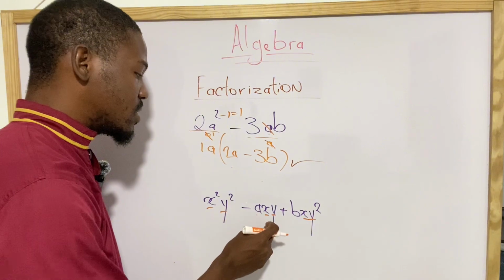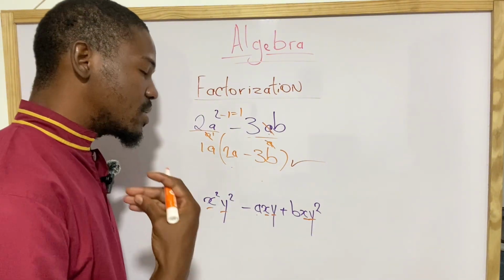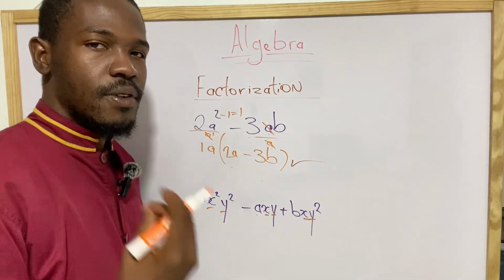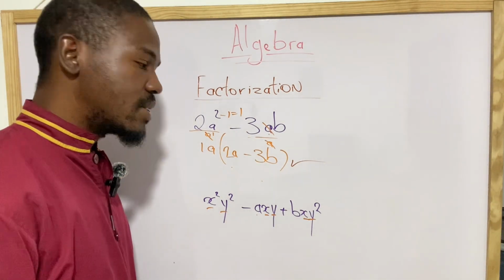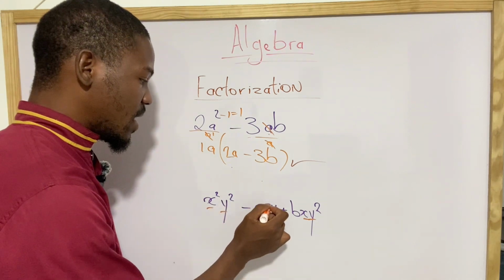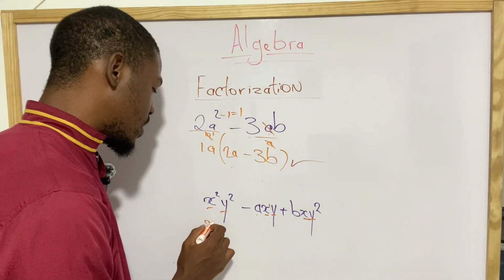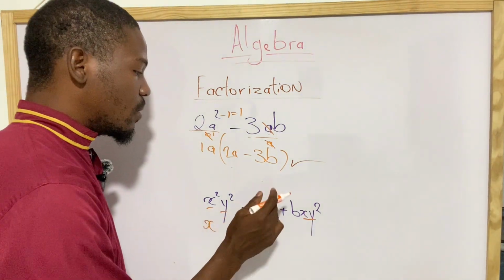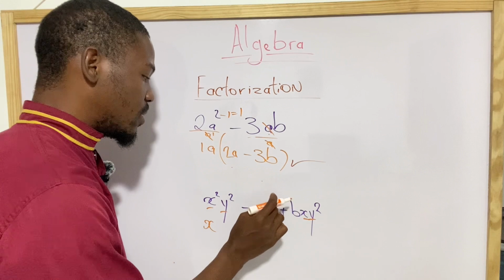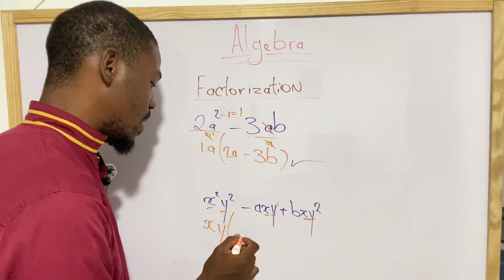So what is common is that we have x and y. So remember, when it comes to variables, we take out the variable with the lower or the lowest index. So we look at our x, and we're going to see that x to the power of 1 is the lowest index. So we have just x to the power of 1. Now y is the same thing. The lowest one is y to the power of 1. So we just take out the y.